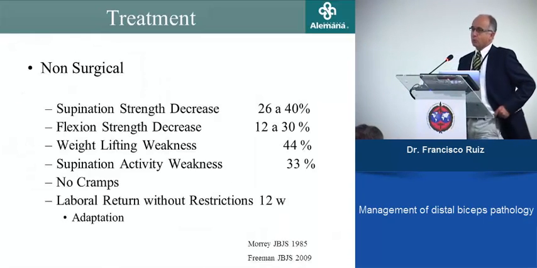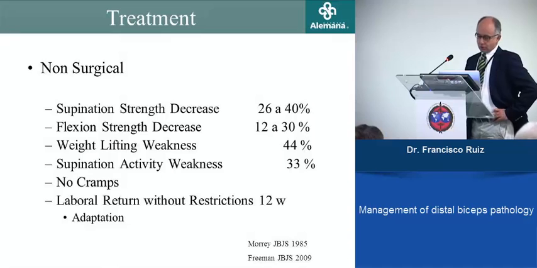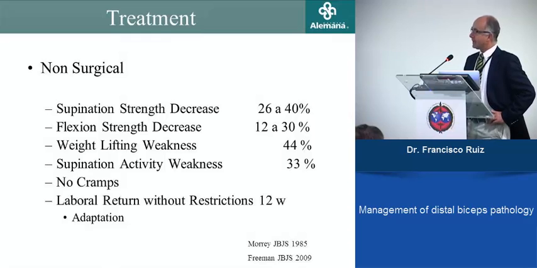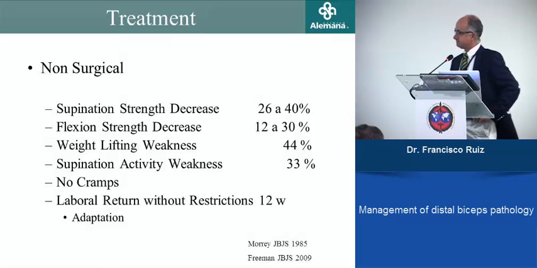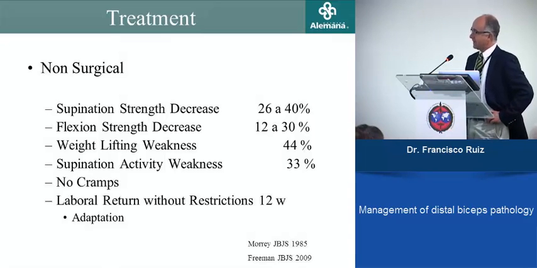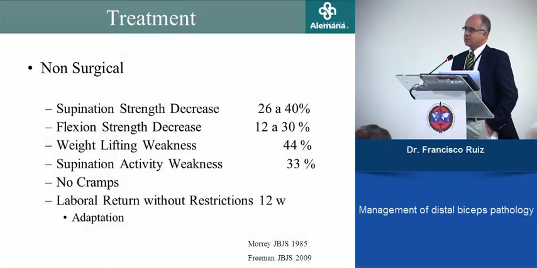We know that if we would like to treat these patients with non-surgical treatment, we will almost all the times have a decrease in supination strength, going up to 40% and in some series even to 60%. We should find a decrease as well in flexion strength, and there will be weakness in weightlifting activities as well as supination activities.